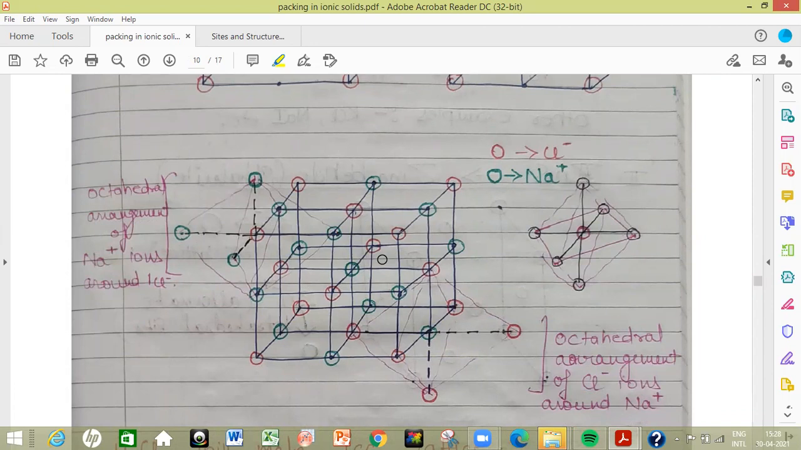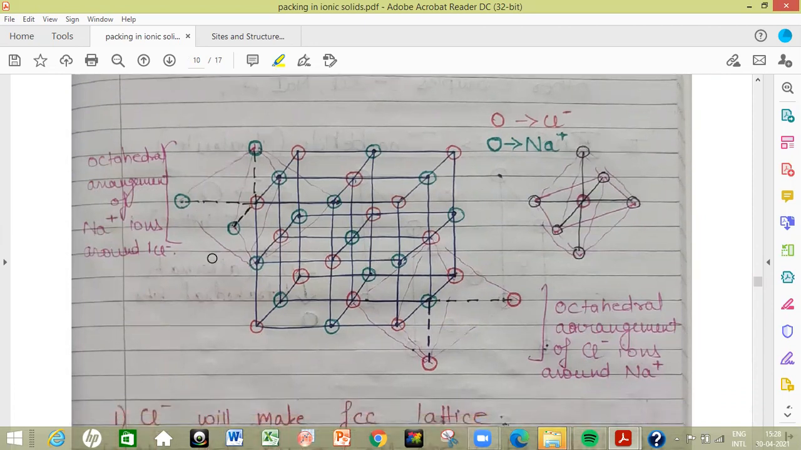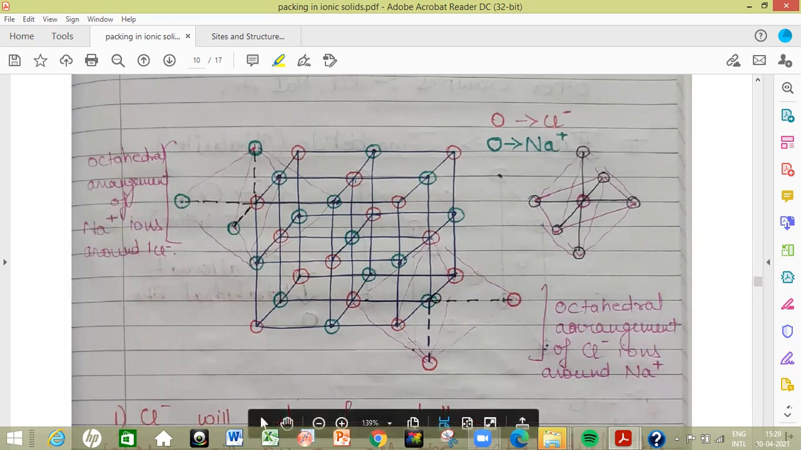So that means each sodium ion is present in the octahedral site made by the chloride ions, and each chloride ion is octahedrally surrounded by 6 sodium ions. So this is how we can show that. So here the green ones are the sodium ions. Firstly, we are showing the sodium ion being present in the octahedral sites, which is made by the chloride ion. So this is how we can show this is a single unit cell.